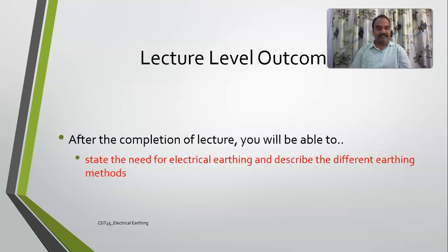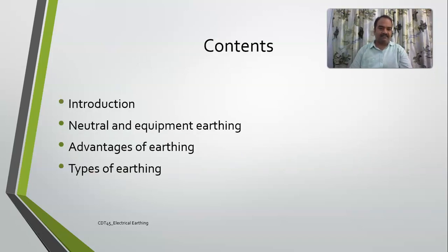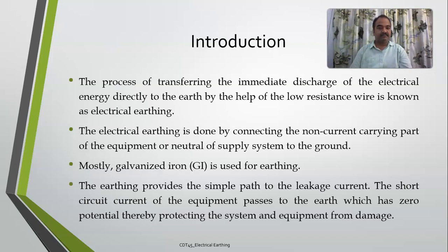We will start with the need of earthing, why we should go with electrical earthing, what the different types of earthing are, how it is being achieved, and what advantages we have with electrical earthing. So I'll start with a simple introduction of earthing, why we do require earthing. Earthing is basically defined as the process of transferring the discharge of electrical energy directly to the earth with the help of some low resistance wire.